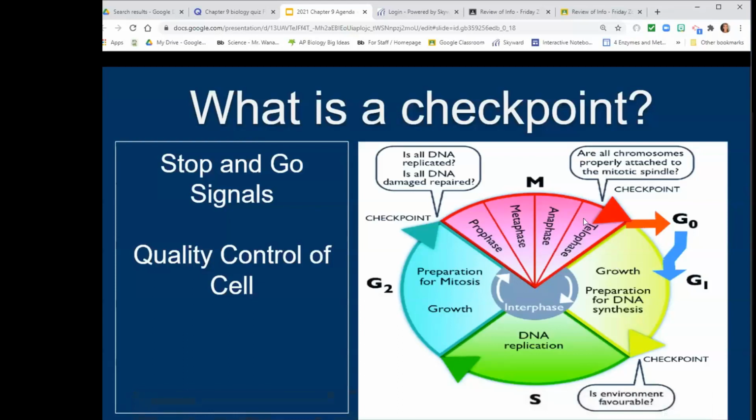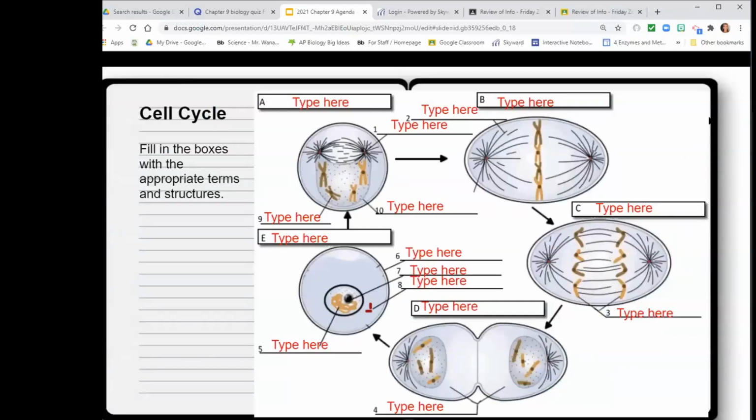So we don't even know it. We don't know that we're fighting cancer because we're winning. We're doing the job we need to do.